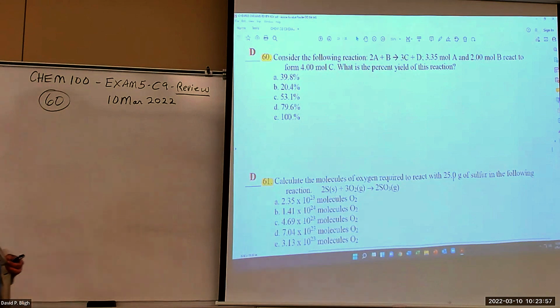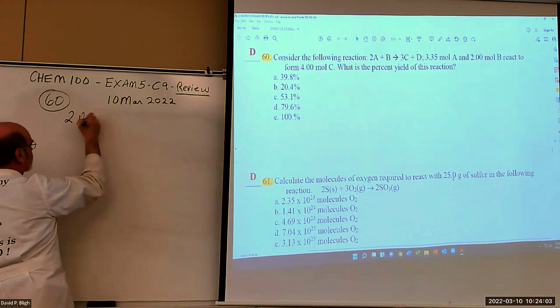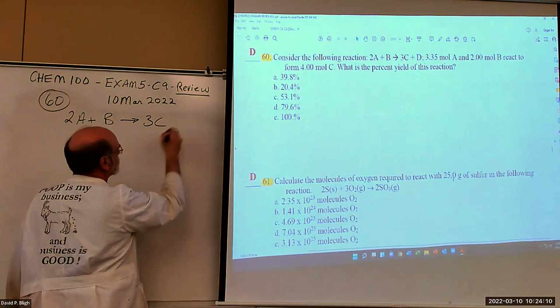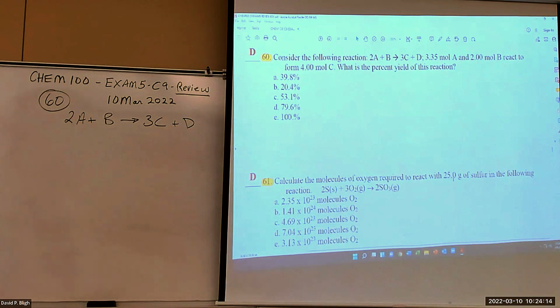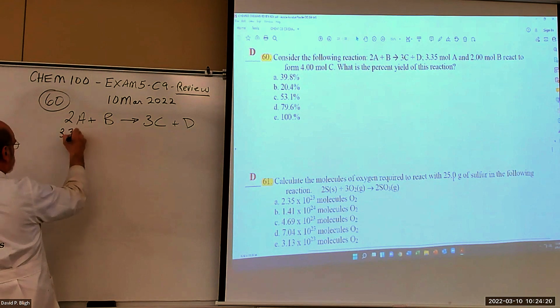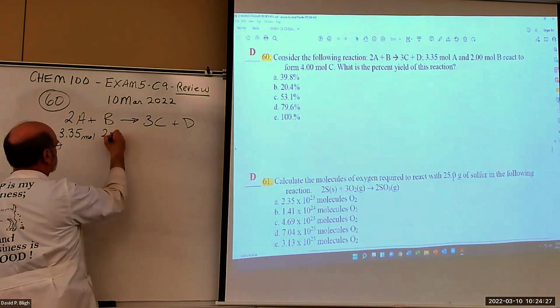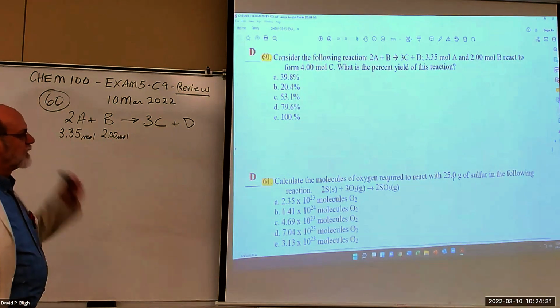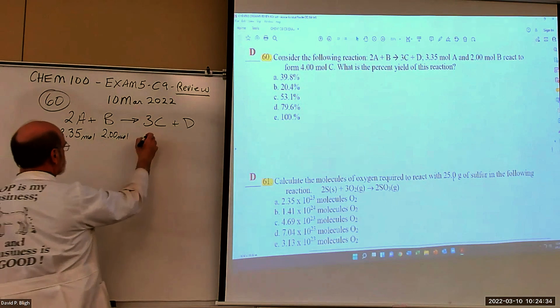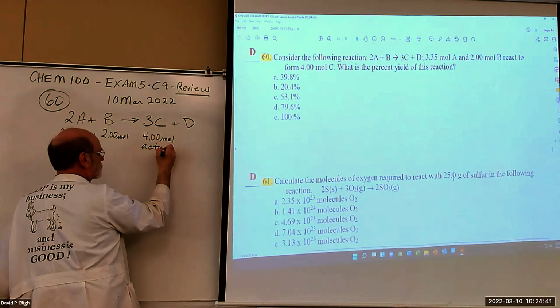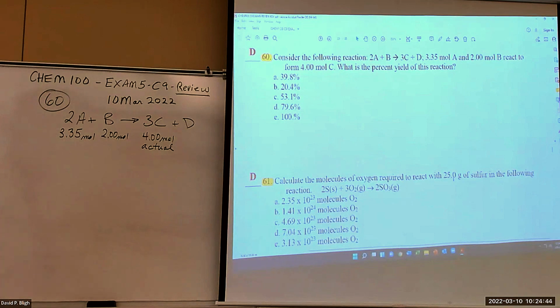Consider the following reaction. Okay. Much as I hate to, let's go ahead and do it. 2 A's plus a B yields 3 C's plus a D. Okay, 3.35 moles of A and 2 moles of B react to form 4 moles of C. So this is actual. Question is, what's the percent yield?